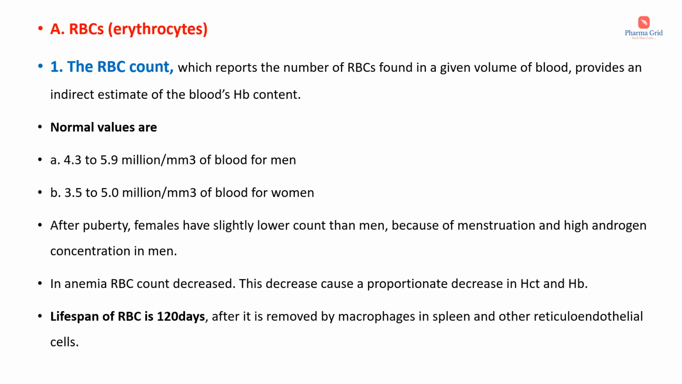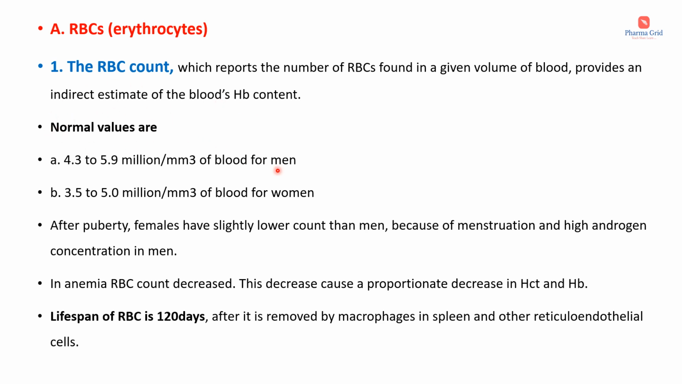So, first we will start with red blood cells. They are also known as erythrocytes. Under red blood cells, the first test is the RBC count. This test reports the number of red blood cells found in a given volume of blood. This provides an indirect estimate of the blood's hemoglobin content.